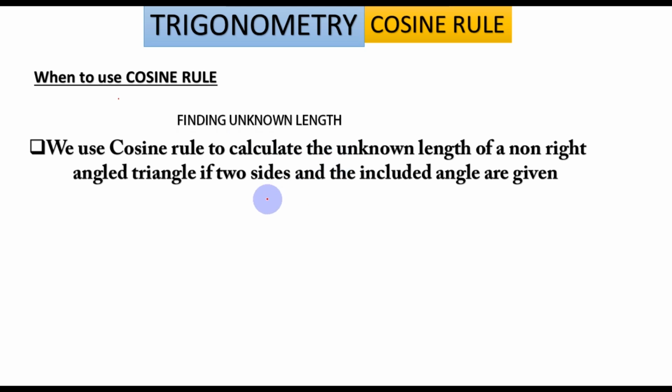First, you have to check your diagram. If you are given two sides and one angle, then you are going to use cosine rule. It means sine rule cannot work there. So if you are given two sides and one angle, just know that you are going to use cosine rule to find the unknown length.